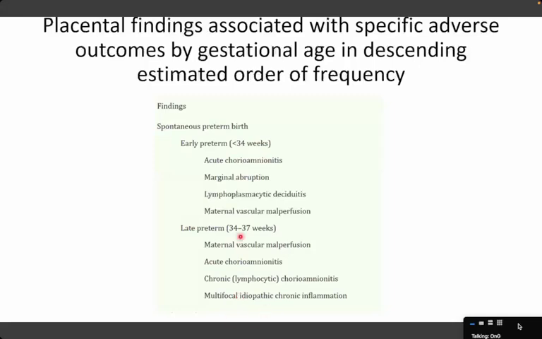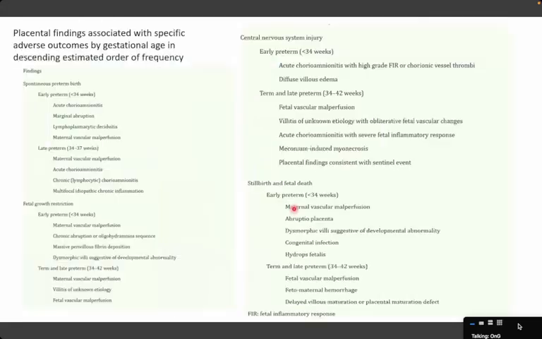Okay, so we covered acute chorioamnionitis. We touched a little bit on chronic. Remember, you get the maternal and fetal inflammatory response. The next thing, I'll cover abruption a little later if we get to it, with the different types of abruptions. And the next thing that we will cover is maternal vascular malperfusion. So you can see maternal vascular malperfusion is a cause of spontaneous preterm birth, both early and late preterm. It's a cause of fetal growth restriction, as well as stillbirth and fetal death.